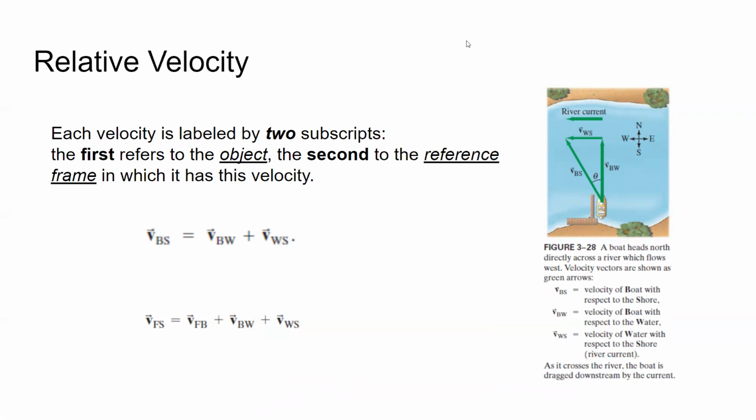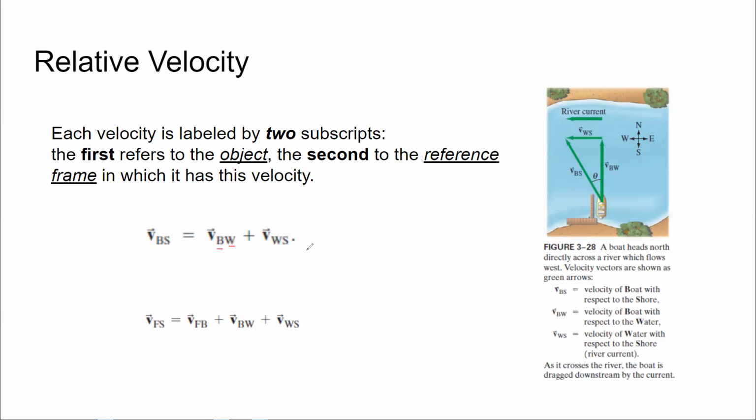What's good here is that we have this notation wherein the first subscript is the object. For example, there is a boat going to the other side of the river bank. If we want to determine the velocity of the boat with respect to the shore, and we just know the velocity of the boat with respect to the water, here boat is the first subscript, for the object, and W, water, is for the reference frame. You can add it to the velocity of the water with respect to the shore, meaning the river current. Because of the river current, the velocity of the boat is affected if you are on the shore and judging the velocity of the boat with respect to the shore.